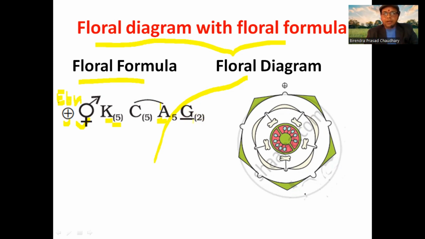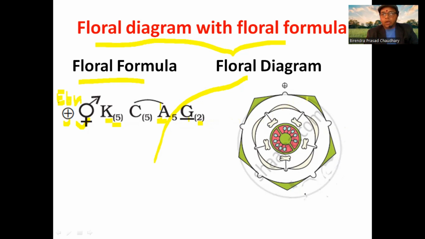It is written in bracket. This symbol is gynoecium that you can put here also. This is the ovary, superior ovary. So in this way, you have to consider the floral formula of this family. And these things you have to show in this diagram too.